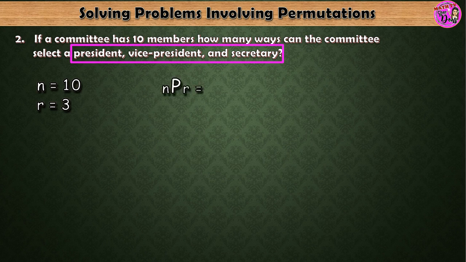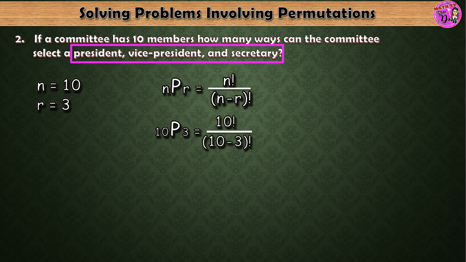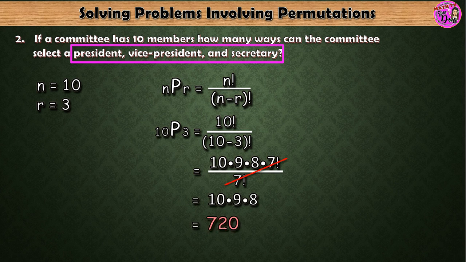Our formula, permutation of n objects taken r at a time, is equal to n factorial divided by quantity n minus r factorial. Plug in the values, permutation of 10 objects taken 3 at a time is equal to 10 factorial divided by quantity 10 minus 3 factorial. Simplifying it, we have 10 times 9 times 8 times 7 factorial over 7 factorial. Cancel out 7 factorial. We have 10 times 9 times 8, which is equal to 720. Therefore, there are 720 ways.